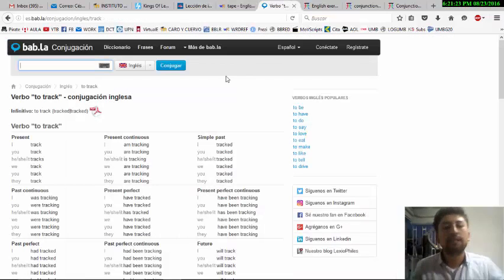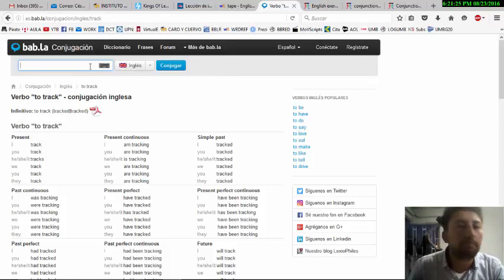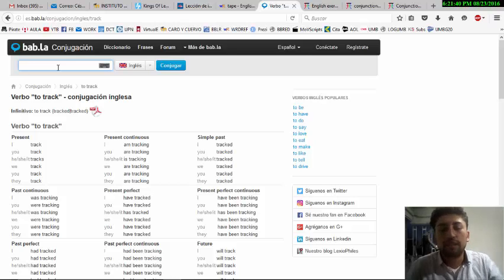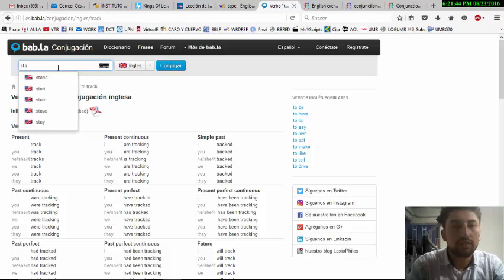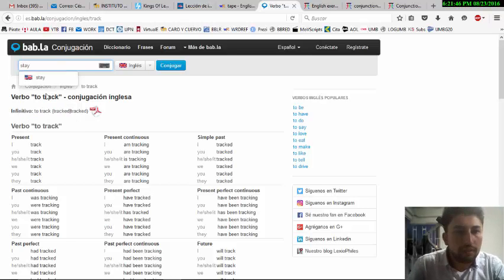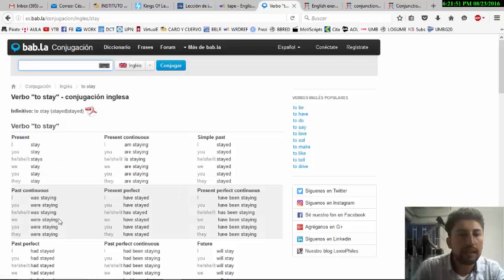Well, another webpage I want to show you is BAP.LA. This webpage is very interesting because it's got some conjugations for the verbs that you don't know. So you might find a verb that you don't know and you want to find the conjugation. Let's say "stay," which is a regular verb. Stay, stayed, staying.